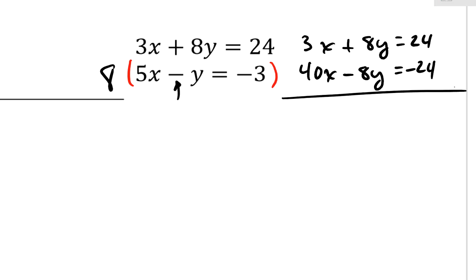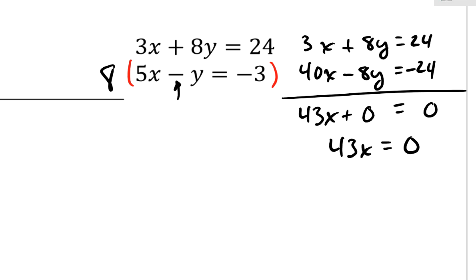Now when I combine these, over on the right hand side I get 24 and negative 24, which makes 0. When I add 8y and negative 8y, that makes 0 also, and I can put a 0 there if I want, plus 0. And then over here, this is 43x. So if I'm solving this equation, I think this is where many of you are like, oh, there's no solution. Well, there is a solution. If you multiply 43 times 0, you get 0. If you divide both sides by 43, we get that x must be 0 divided by 43, which is 0.